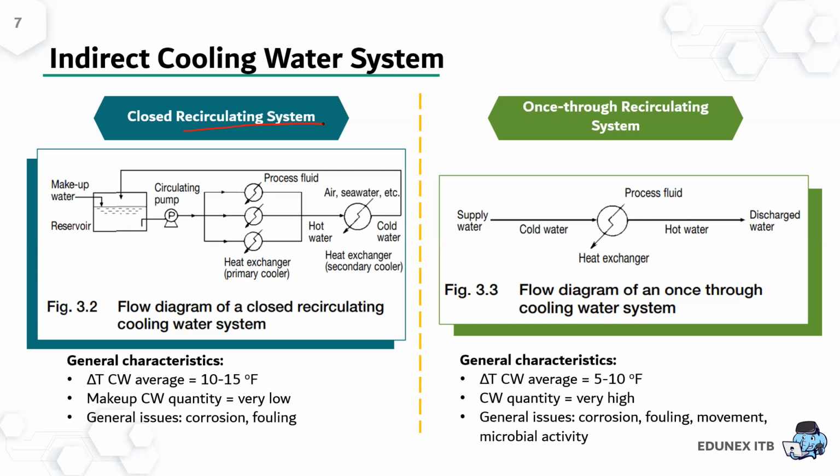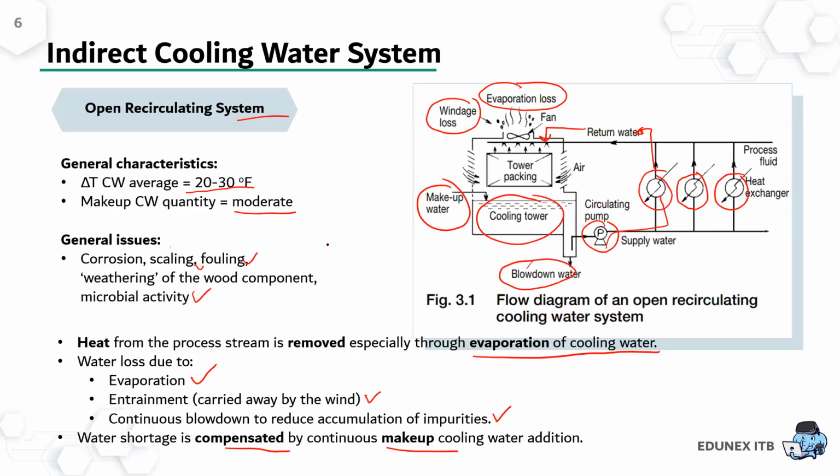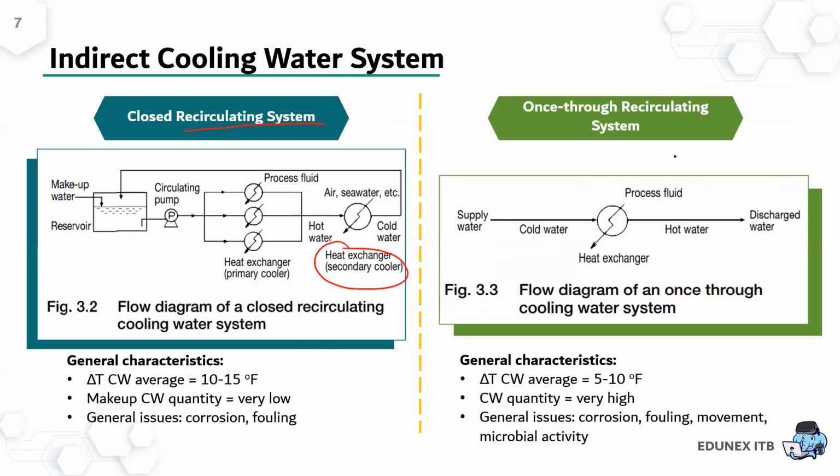What is the main difference? There's actually one main difference in here, by taking a look through the flow diagrams. That is it, this secondary cooler. So previously we only had the primary cooler, or set of heat exchangers, here. But for the closed recirculating system, we have the secondary cooler. So what are the functions of the secondary cooler?